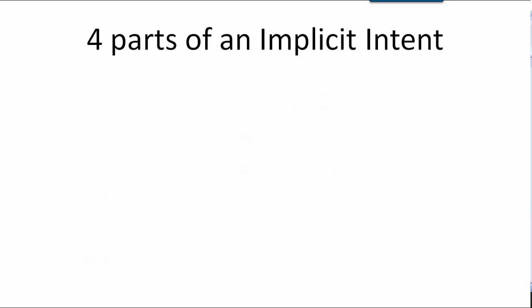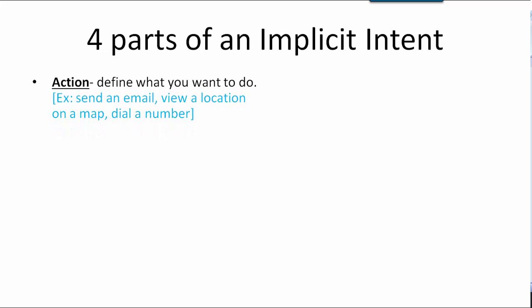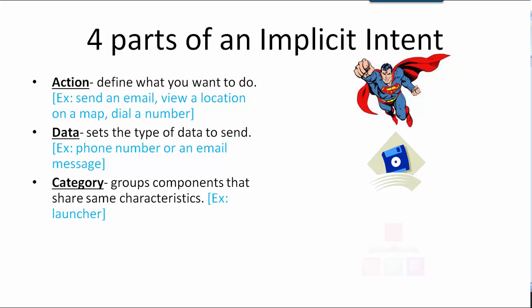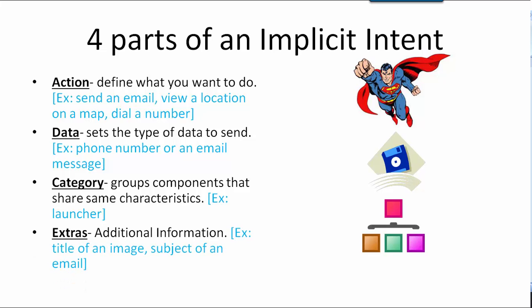So there are four things that you can attach to intents. Action defines what you want to do. Do you want to send an image or take a picture or place a phone call? Data sets the type of data that you want to send. If you're sending an email, then the data is going to be what you're sending in that email. If you're calling someone, then the data is the phone number of that person. Category is a way to group a bunch of different components that share the same characteristics. For example, there's a category called launcher, and all the activities that are shown in your phone's launcher have defined launcher category in their manifest file. And lastly, extras are key value pairs, and they're additional information that you may need to provide. It could be a title of an image or a subject of an email.